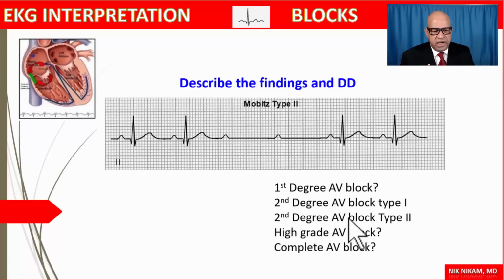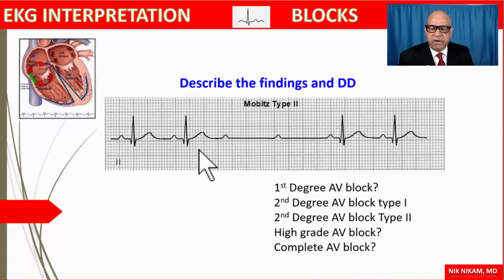Is this a second degree AV block type 2? Possibly, yes. This is a second degree AV block type 2 because the PR intervals are constant and there are two P waves which are dropped, then the rhythm resumes. Is this high grade AV block? If you record a longer strip and if multiple P waves are dropped, you may be dealing with a high grade AV block. Now finally, is this complete AV block?